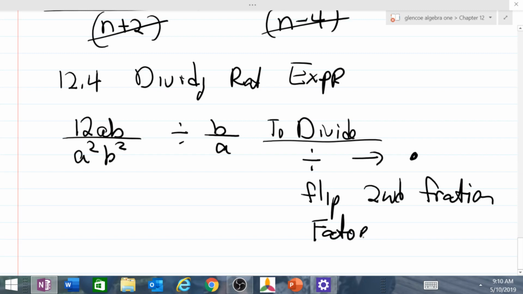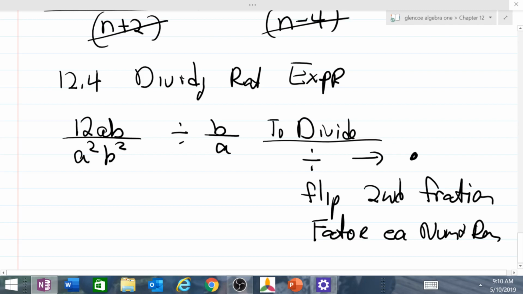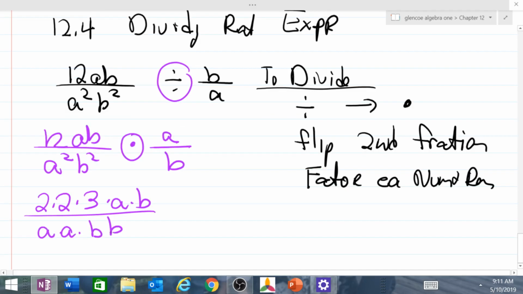So it's going to look like this, ladies and gentlemen. Let's rewrite it first, and then we'll factor it. This would be 12ab over a squared b squared times a over b. The divide became a multiplication, and I flipped the second fraction. Now I'm ready to prime factor. 12ab is 2 times 2 times 3 times a times b over a squared b squared, which is a times b times b times a over b. So we have an a and a b cancel over here.